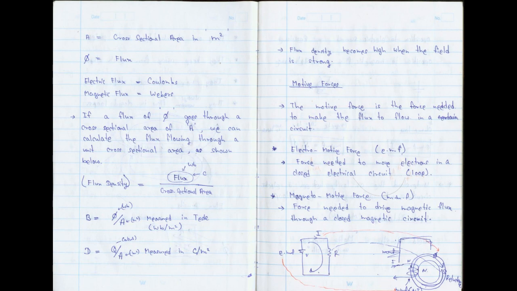Will there be magnetic flux in a closed electrical circuit? No, isn't it? In a closed electrical circuit, you don't get magnetic flux. You need a closed magnetic circuit in order to get magnetic flux. So you have to change this word. Closed electric circuit should become closed magnetic circuit, because electric circuits can't carry magnetic flux. Closed is correct because magnetic flux flows in a closed loop.